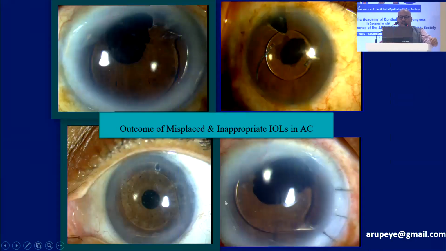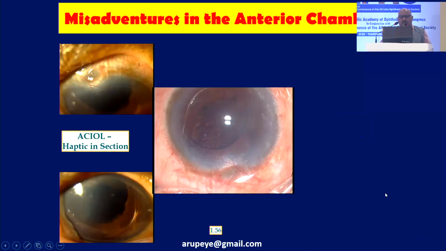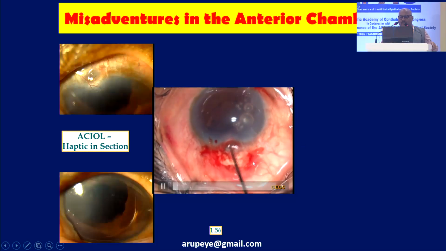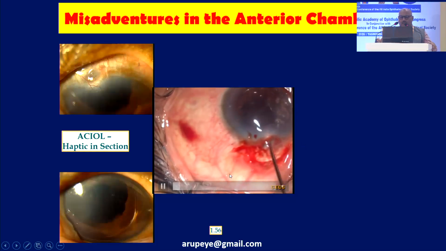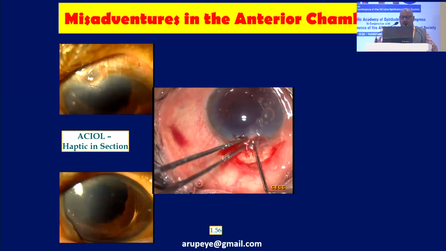Now, these are some of the oversized intraocular lenses. You can see how close the haptic is to the optic margin in all these cases. This is a particular case where the patient had the haptic coming into the section. I actually wanted to rotate the lens, but then I realized that the haptic was very densely adherent to the scleral tunnel. It was an SICS done elsewhere.